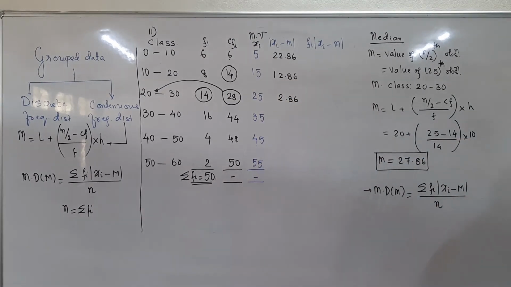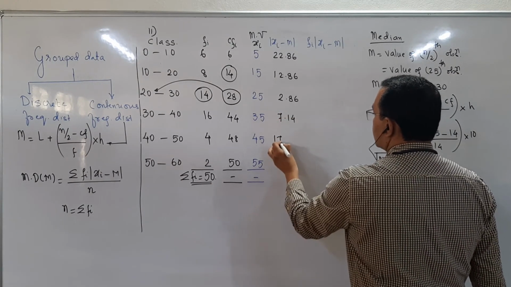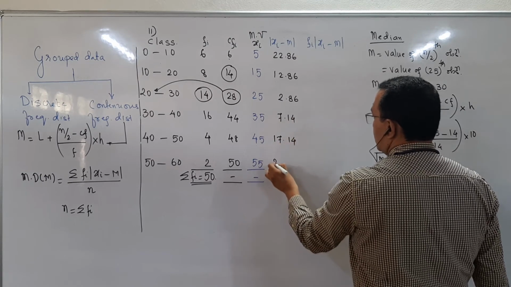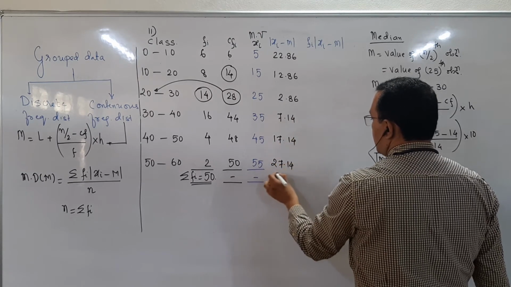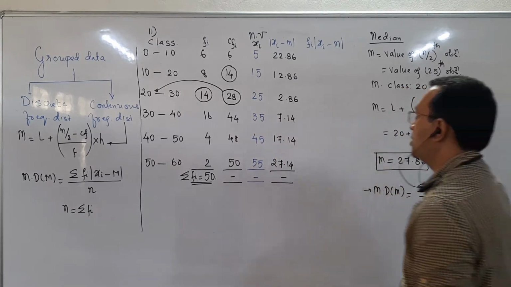Now it will change. 35 minus 27.86, so this will be 7.14. Go on adding 10, so this will be 17.14 and this will be 27.14. You have to use your simple calculator.